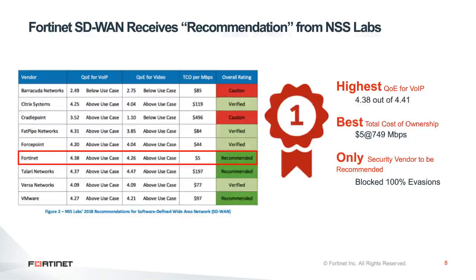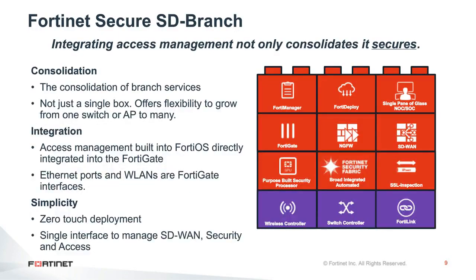So this is why we have gone one step further to integrate wireless and switch controller capabilities into the secure SD-WAN to form the SD-Branch. SD-Branch consolidates your branch networking services. The controller itself is consolidated into a single device, but it also gives you the flexibility to grow your network from one switch or AP to many.